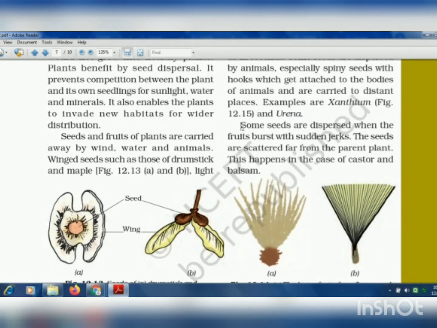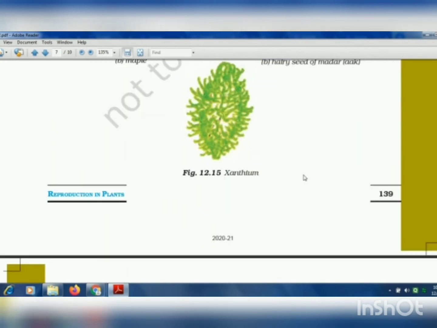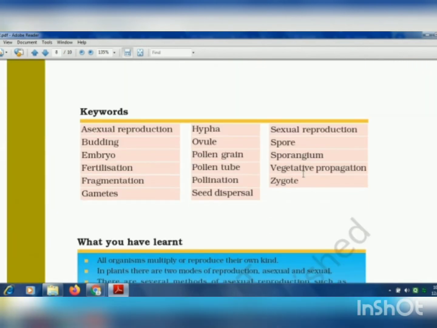The last one is that some seeds are dispersed when the fruit bursts with a sudden jerk. Okay, some fruits when they open up, they burst and they throw out the seeds which are inside that fruit. Examples are castor and balsam. Okay, so castor and balsam are the plants in which the fruit bursts and the seed gets dispersed out of the plant. Okay, so these were the different ways through which a seed or fruit of a plant gets transferred from one place to another.